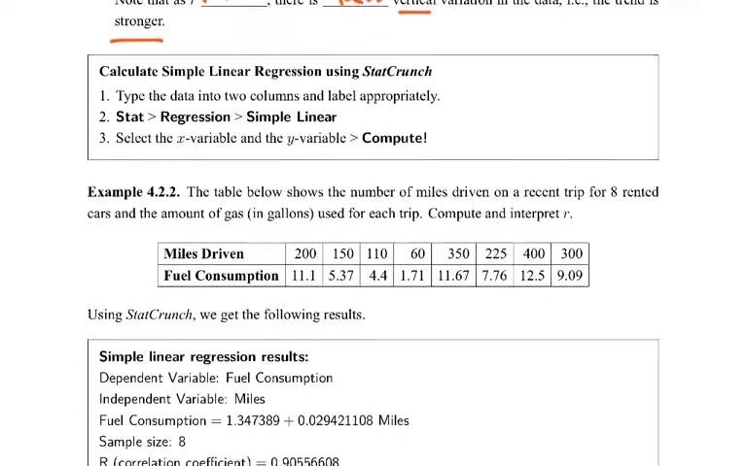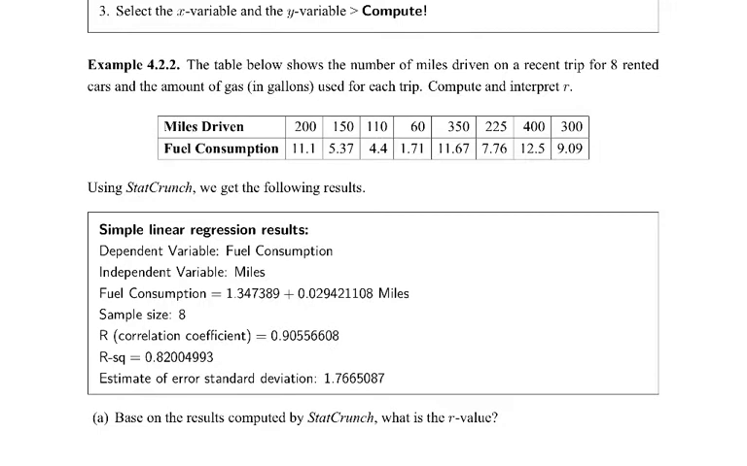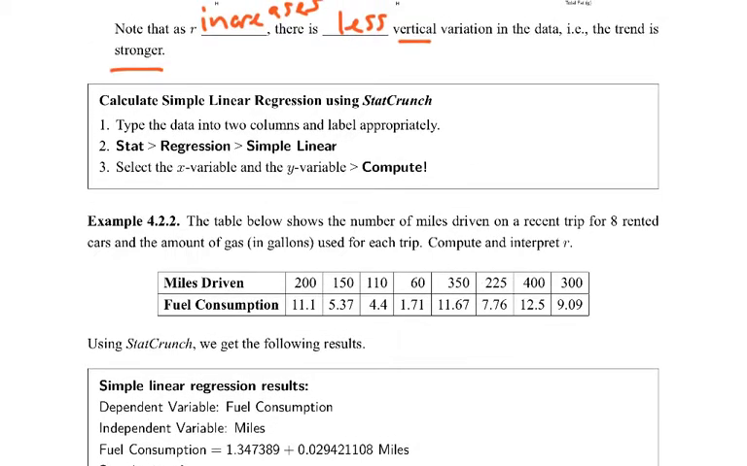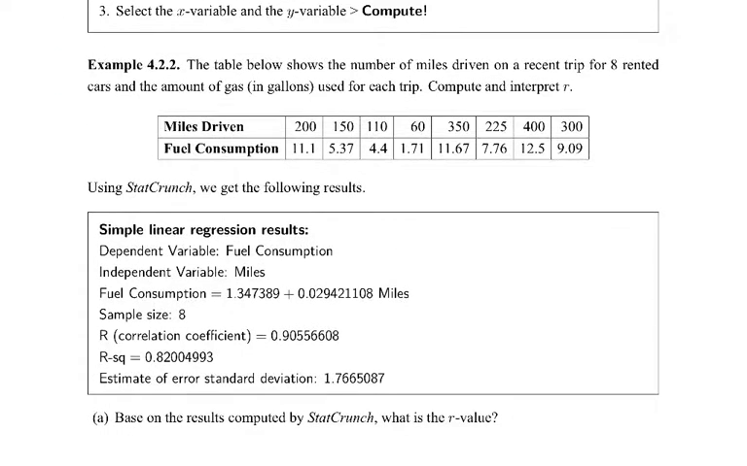So let's take a look at this example. And I realize we don't have StatCrunch in front of us, but that's okay. I just want to show you when you follow these steps above, I want you to see what the output is going to look like in StatCrunch. So let's take a look. The table below gives the number of miles driven on a recent trip for 8 rented cars and the amount of gas in gallons used for each trip. Compute and interpret the R value.